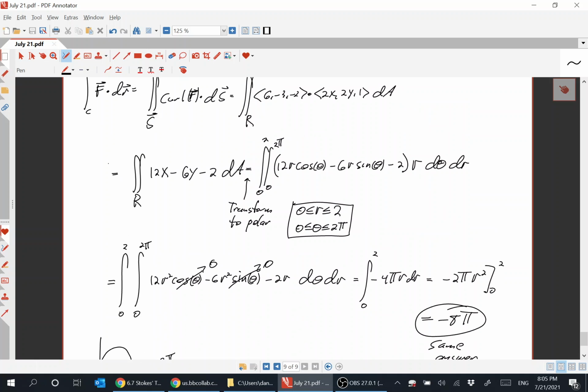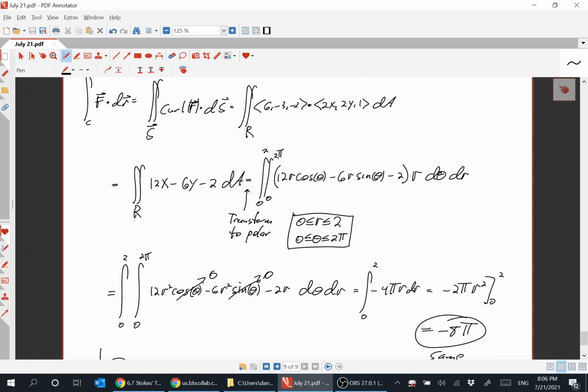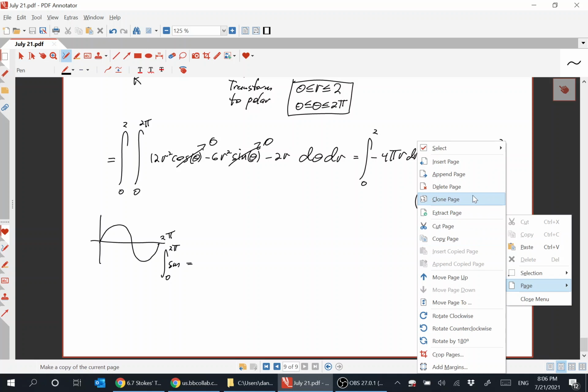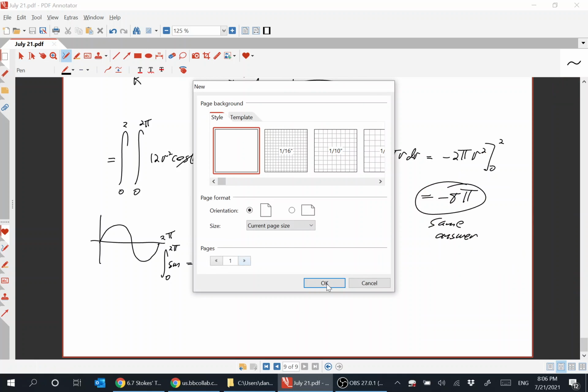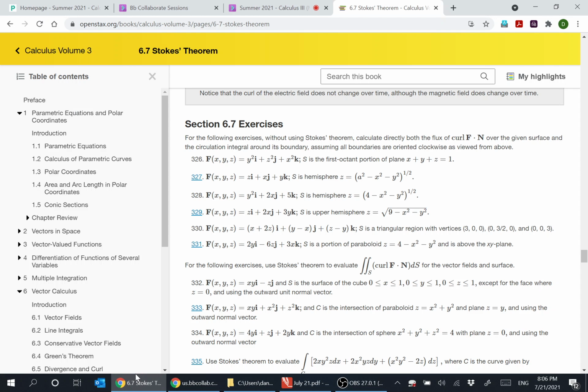But the calculation definitely looked a lot different. In the end, the sines and cosines, their integral from 0 to 2π is just 0, so they all just disappeared. Okay. So that was 331, 335, 339.